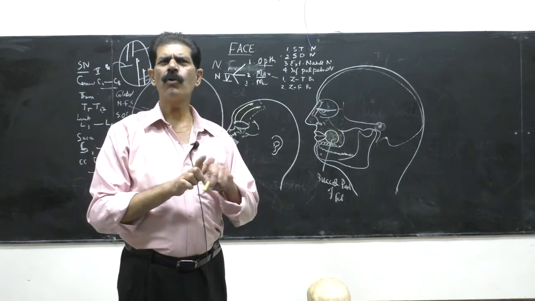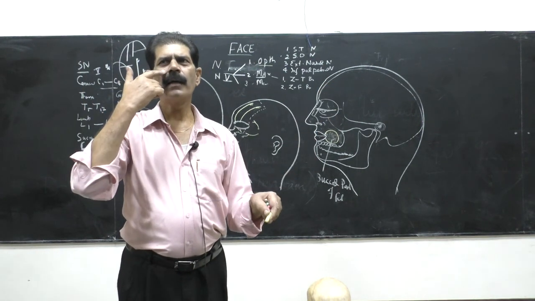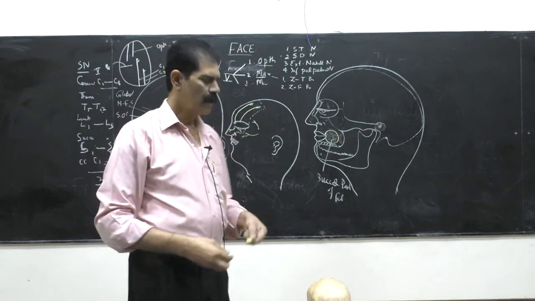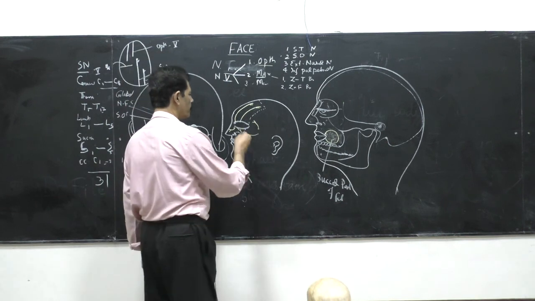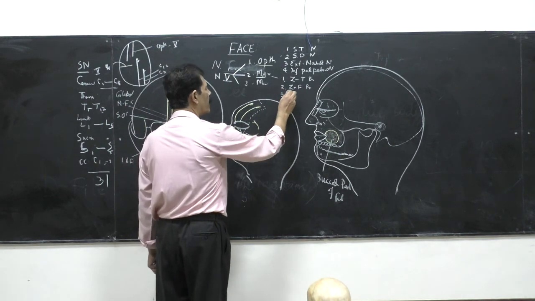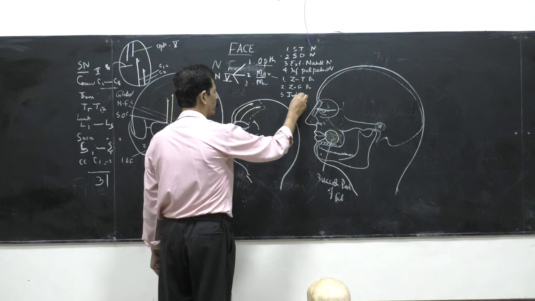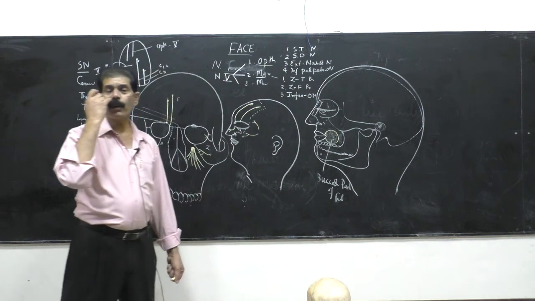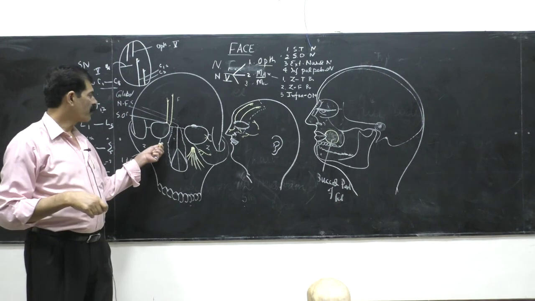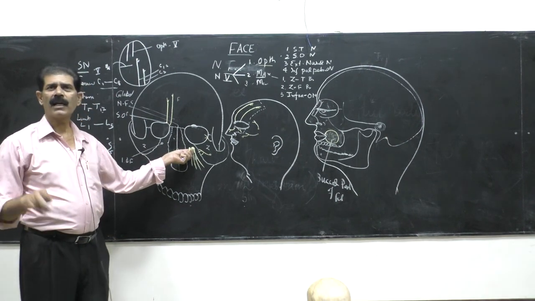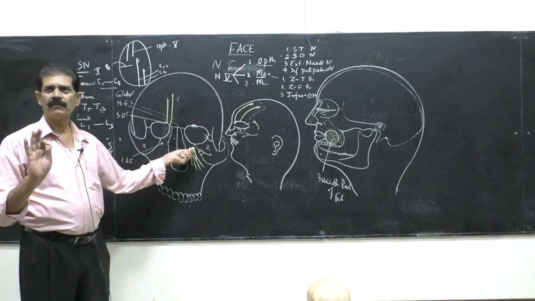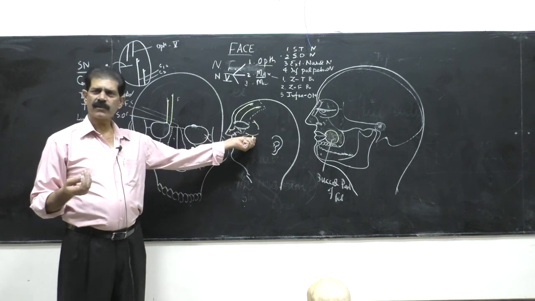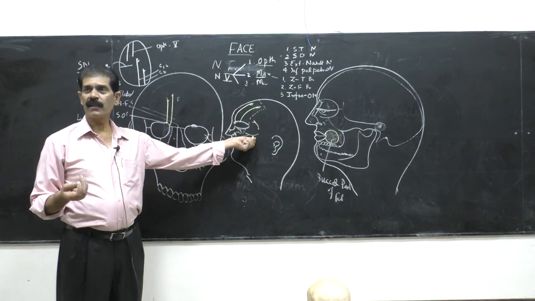Thick, and so many branches arising from it. It supplies and spreads over the whole of the skin of this area. The name of this branch is the infraorbital nerve. Infra means below. So this foramen is infraorbital, so the nerve which is coming, the last part of the maxillary nerve, ends here by supplying the skin. Zygomaticotemporal and zygomaticofacial are also branches of the maxillary nerve.